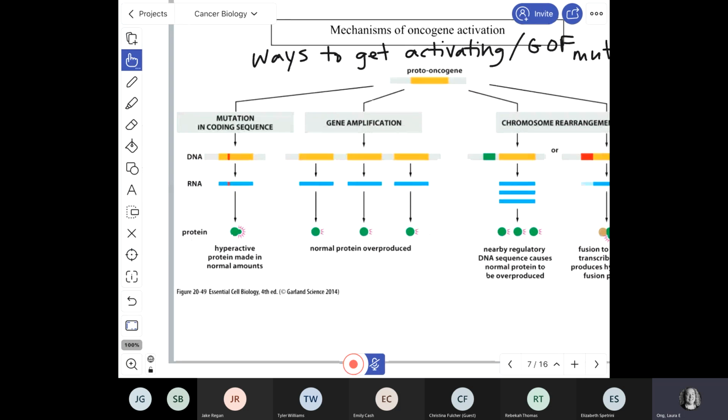One way that you could have this happen is that there's a mutation in the gene that codes for this protein, and that mutation ends up having a better function. The protein is actually functioning better. That can happen. It's pretty rare. Most mutations in a given gene are not going to make it work better, but it's possible.